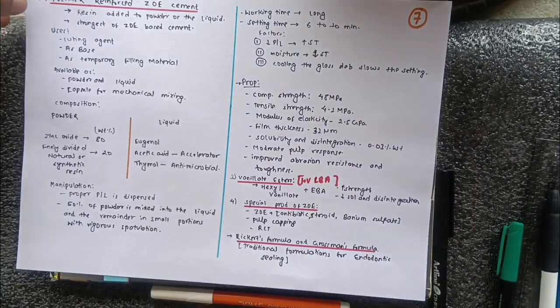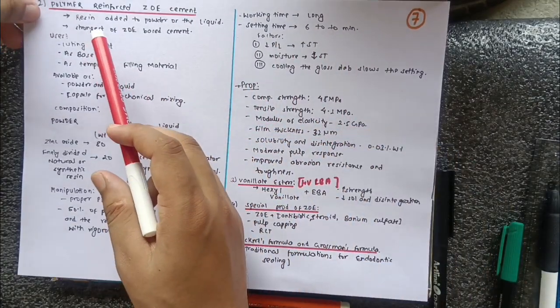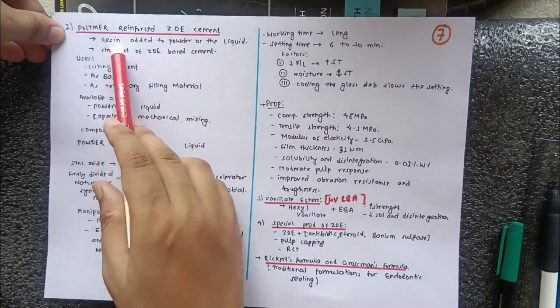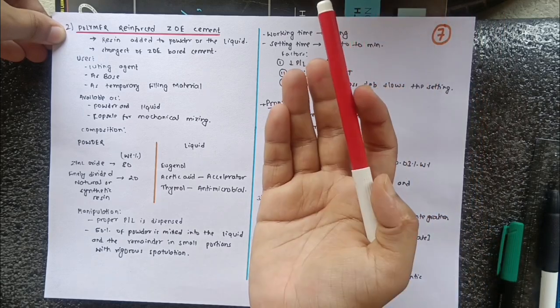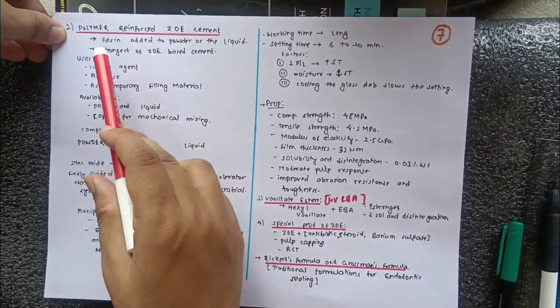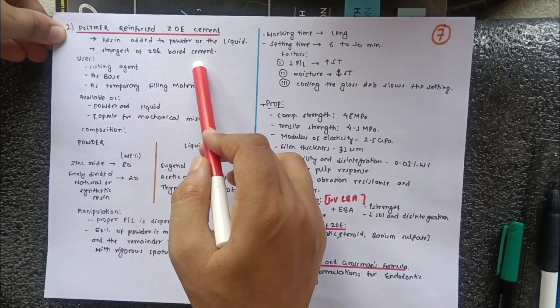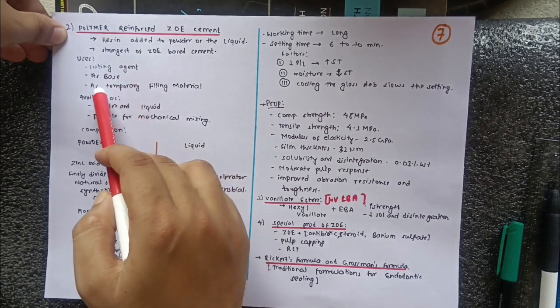Now, polymer reinforced ZOE cement, and this is our last topic for today's video. Here, resin is added to the powder or the liquid. Where there we added alumina and orthoethoxybenzoic acid, here we add resin, and it is the strongest of the zinc oxide eugenol based cements. It is used as a luting agent, as a base, and as a temporary filling material.